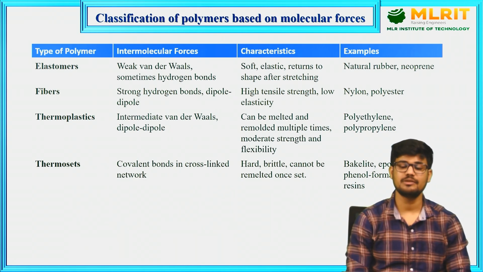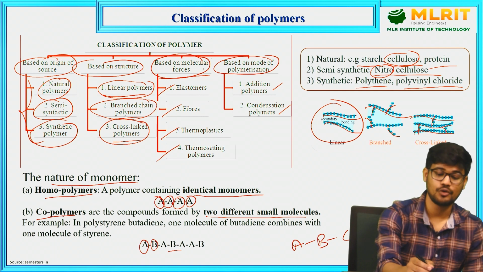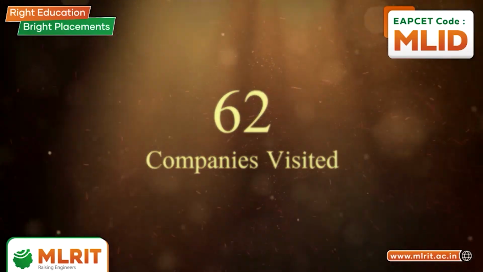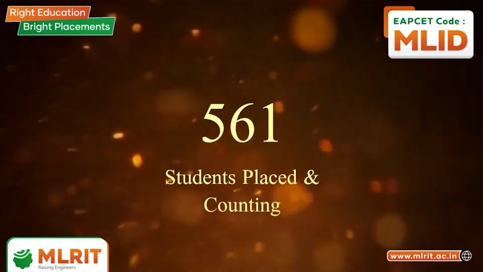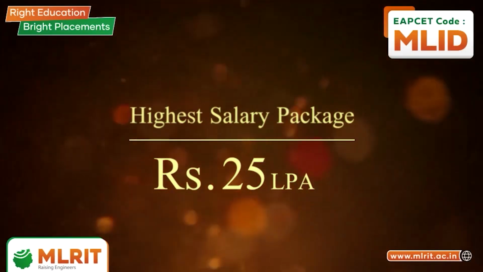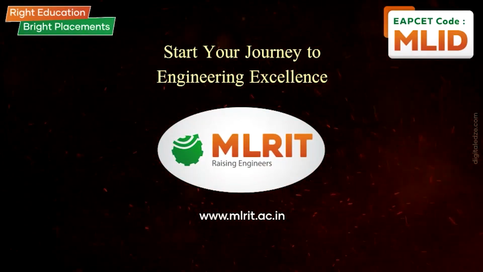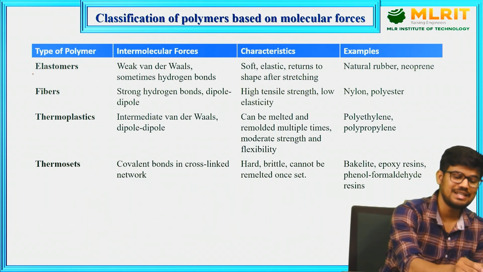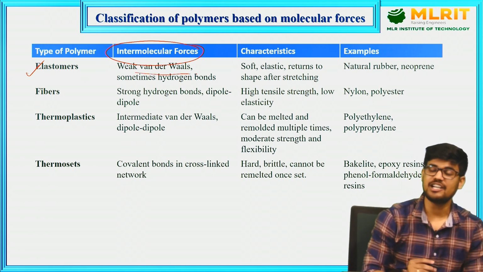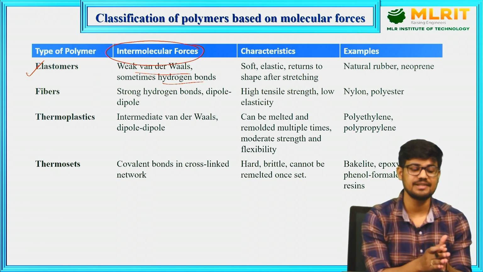Now classification of polymers based on molecular forces. Already we have seen classification based on monomers. Based on molecular forces, we have elastomers, fibers, thermoplastics and thermosetting polymers. So let's discuss that. Elastomers. What kind of molecular forces are there? Here very weak van der Waals force and sometimes hydrogen bonds. These kinds of molecular forces are present in elastomers.